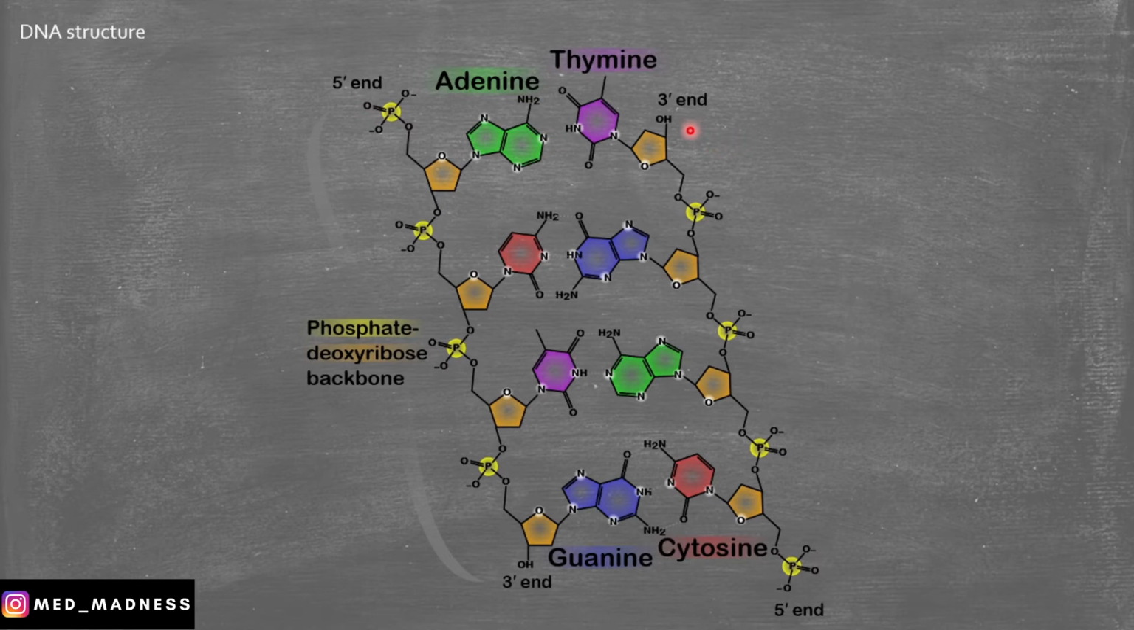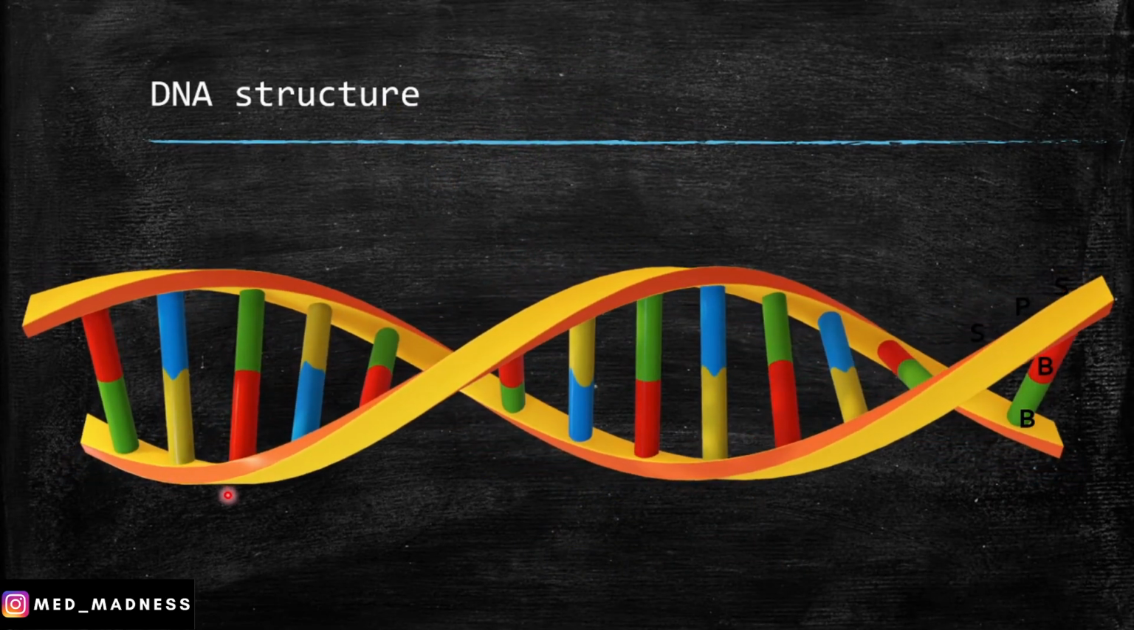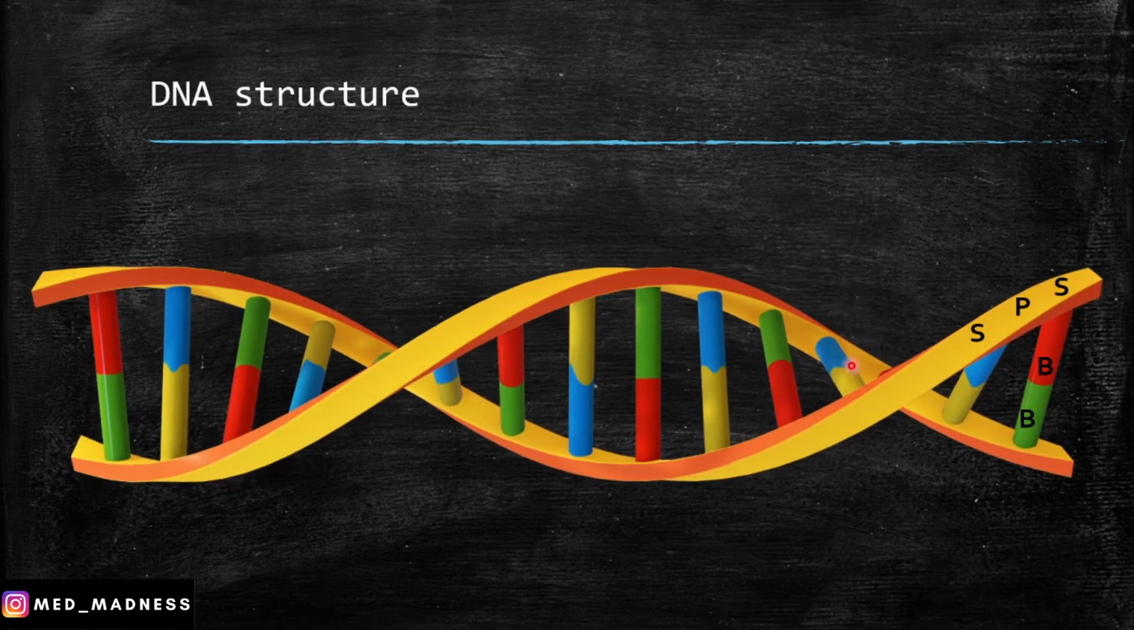Let's see another picture. This is the DNA. This is the backbone of DNA, which is formed by the sugar and phosphate. These are different bases here. Adenine always pairs with thymine and guanine always pairs with cytosine.